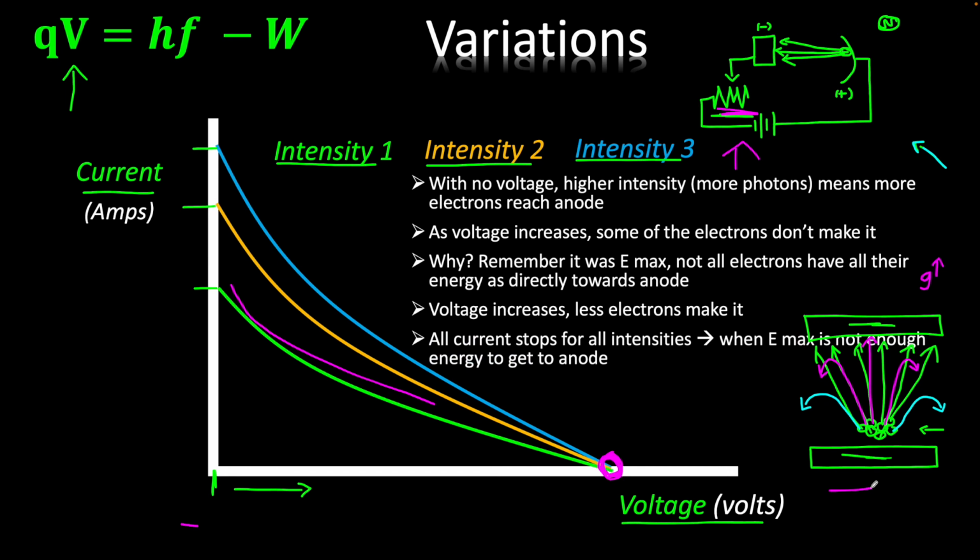Okay, so all current stops for all intensities when Emax is not enough to get to the anode. We've stopped all the electrons, then we have the stopping voltage right here where all electrons have been stopped.